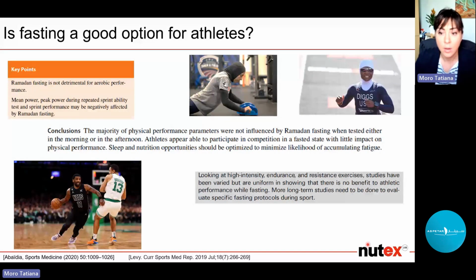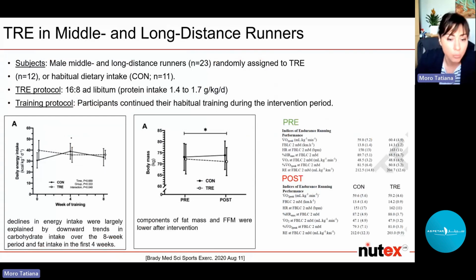So moving from the Ramadan type of intervention to time restricted eating, let's say the more Western type of intermittent fasting, we have started having some results in the past few years regarding the effect of this type of intermittent fasting on sport performance. For example, Brady and colleagues in 2020 studied the effect of 8 weeks of 16-8 time restricted eating in middle and long distance runners.